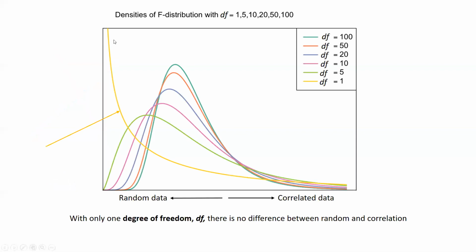This is what this yellow line is. With only 1 degree of freedom, df, there is no difference between random and correlation. You see, so as we slide into more random data or less correlated data down to the left, is an identical distribution as if we had highly correlated data with 2 data points. Okay, so that's why this curve looks a bit odd. But as we increase the number of degrees of freedom, we'll start to see this F distribution, and it becomes quite tight the more degrees of freedom you add. So, our average would explain the majority of our samples as we keep adding degrees of freedom.